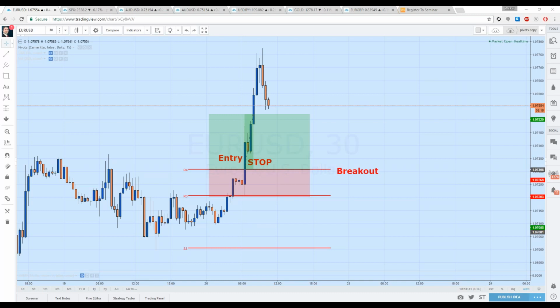Is there any indicator you can use with the breakout strategy to make sure that it is not a false breakout?